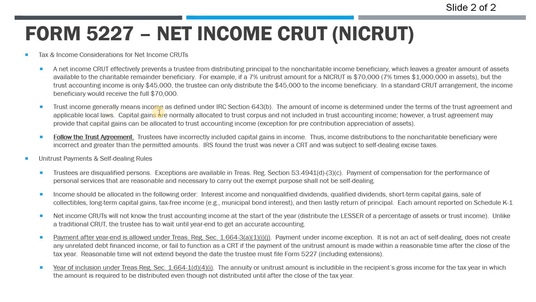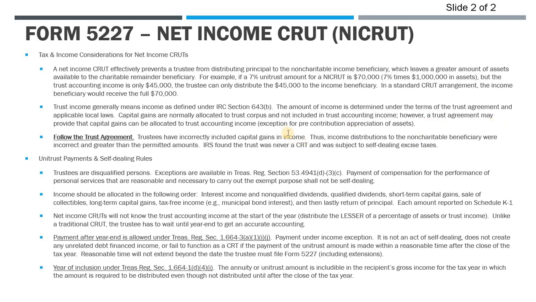Now, trust income generally means income as defined under the tax code, and so you look to the terms of the trust agreement and then applicable state and local laws. Now, again, capital gains are normally not allocated to income. They are allocated to trust corpus, but the agreement can change that. The agreement can provide that a trustee can allocate capital gains to income.